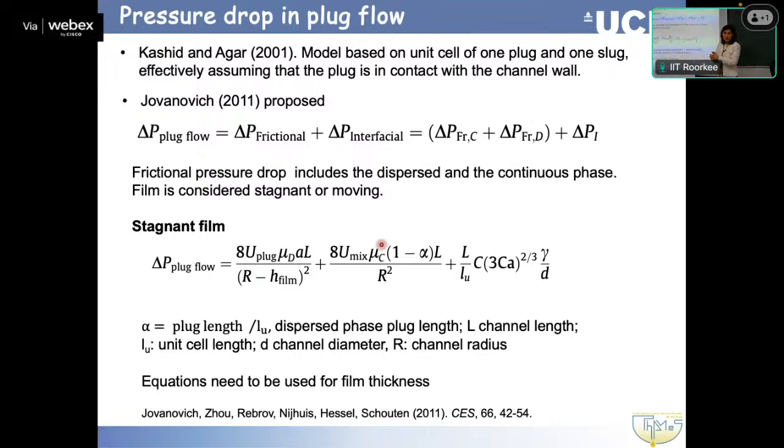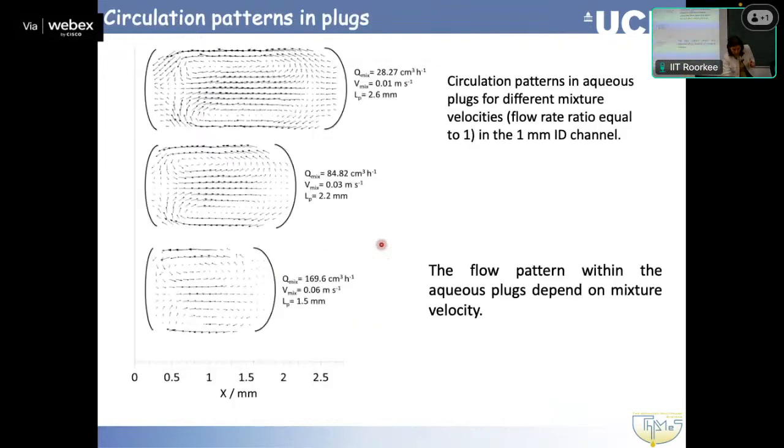If you want to go deeper, as people would like to understand what happens, then you try to develop correlations that take the particularities of the flow pattern into account. So in plug flow, what people have tried to do, and there is a nice work by Jovanovic on that, is that they tried to think, what is the plug flow? How does it look like? Let me go back to a shape.